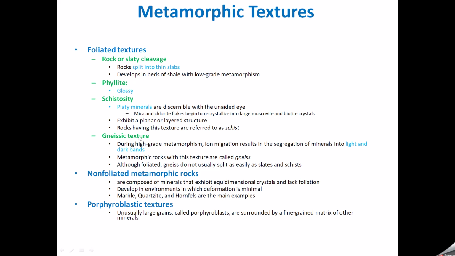Gneissic texture forms during high grade of metamorphism. Ion migration results in the segregation of minerals into light and dark bands. Light bands are feldspar and silica, or silicate, and dark bands are mafic, magnesium and iron.